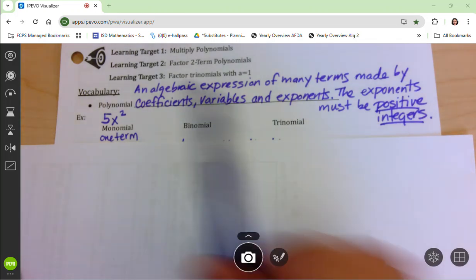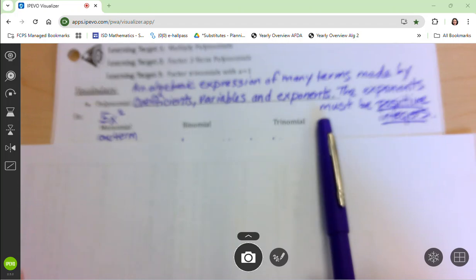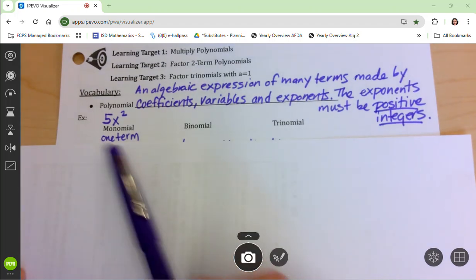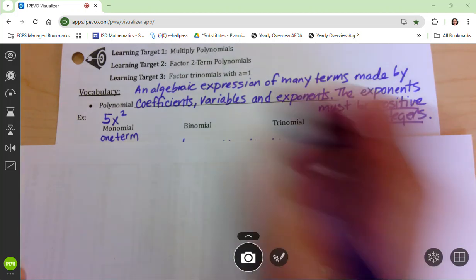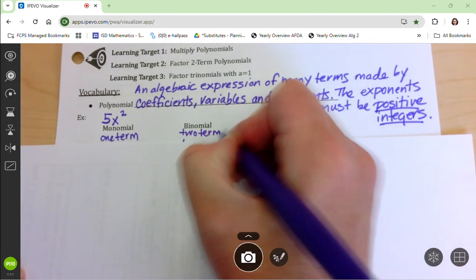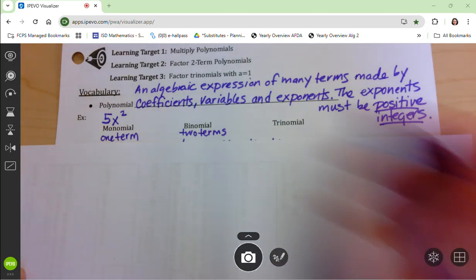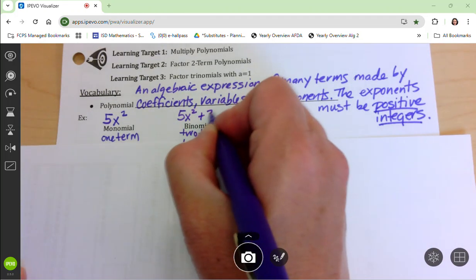A polynomial is an algebraic expression of many terms made up of coefficients, variables, and exponents. The exponents must be positive integers. So a monomial has one term, a binomial has how many terms? Two terms. And the terms will be separated with a plus or a minus. So it might be like 5x squared plus 3x.